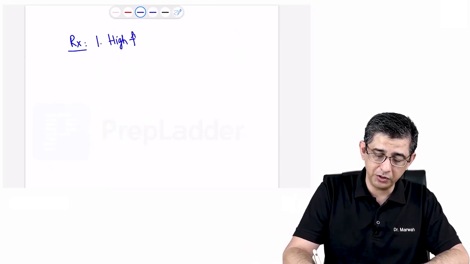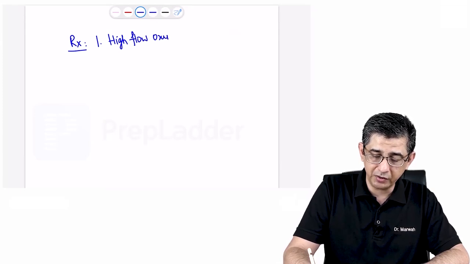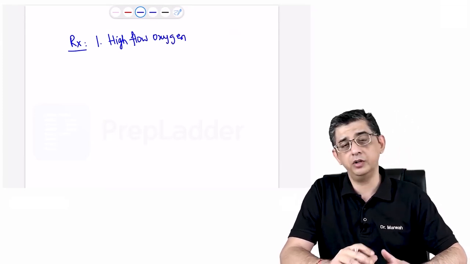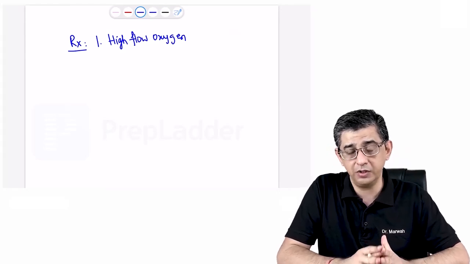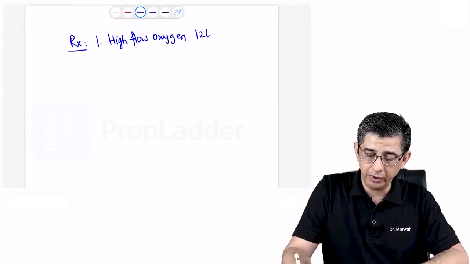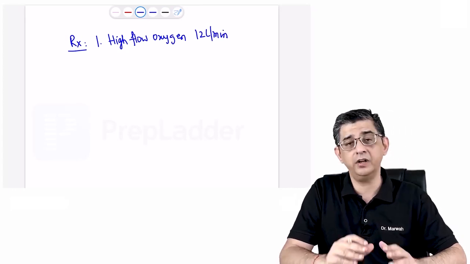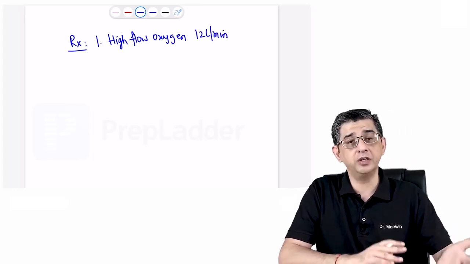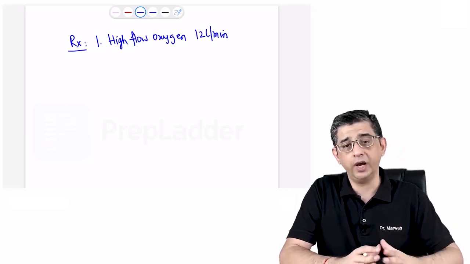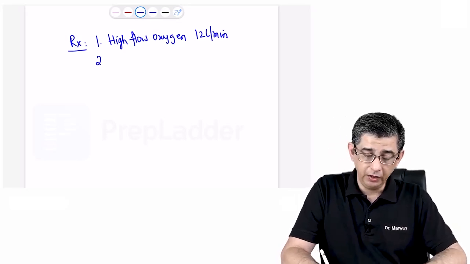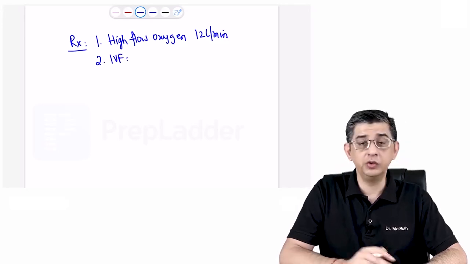Because there's a drop in the oxygen saturation and there is respiratory distress, you can use a non-rebreather mask and give high flow oxygen to this patient at approximately 12 liters per minute. The objective is damage control, salvage whatever you can. Then IV fluids are anyway to be given to this patient.